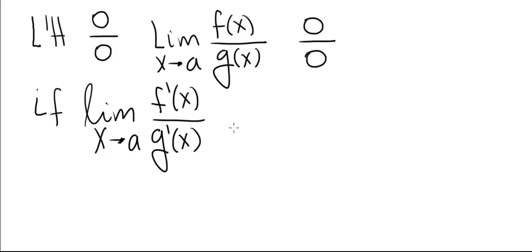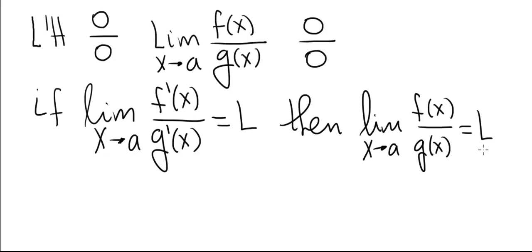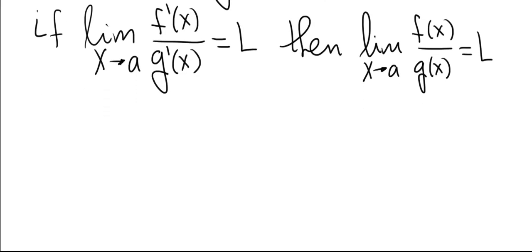notice it's not the quotient rule of differentiation, just the limit as x approaches a of f prime over g prime. If that limit is equal to L, and L is a finite number or infinity or minus infinity, then the original limit as x approaches a of f of x over g of x also equals L. And we may have to apply L'Hopital's rule several times if we keep getting the indeterminate form 0 over 0.